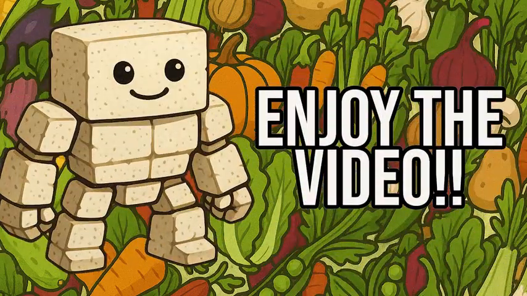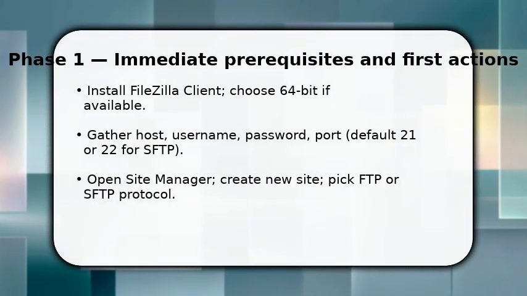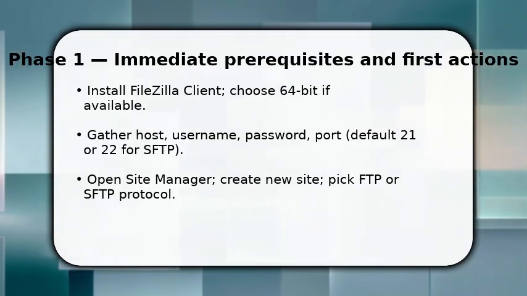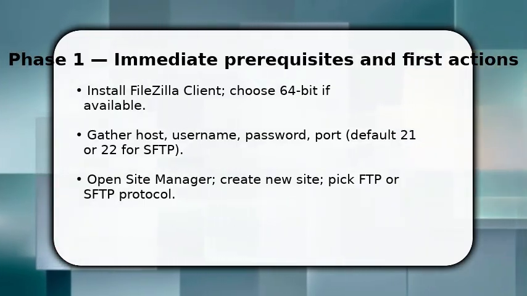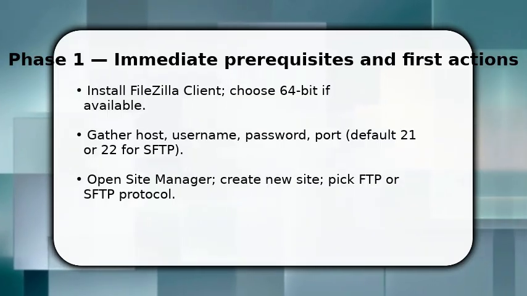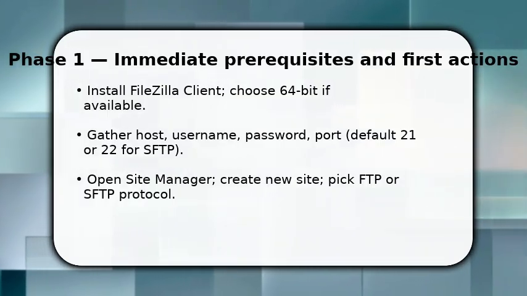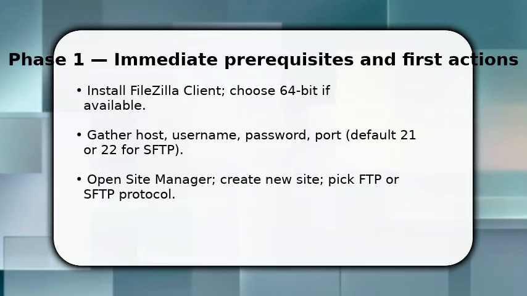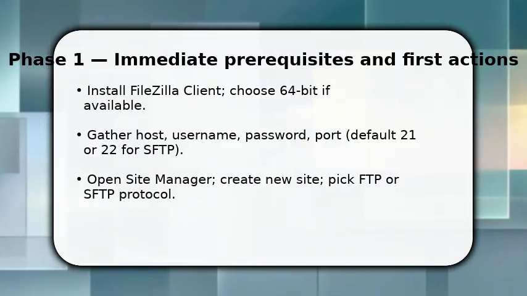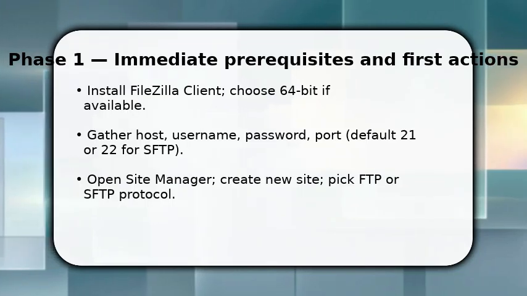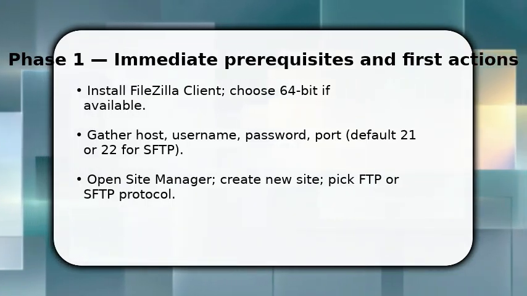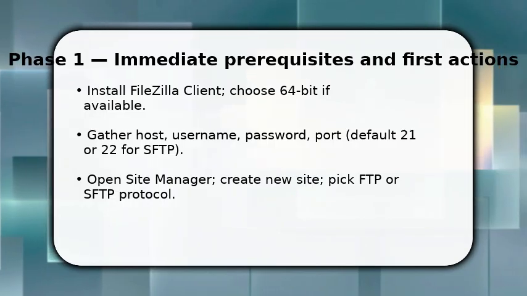Please enjoy the video. You begin by preparing credentials and the client. Install Filezilla, then open Site Manager and create a new site entry. This saves time later. Enter host, username and password, and set port 21 for FTP, 22 for SFTP. Choose the correct protocol and transfer type. Passive mode usually works behind routers.